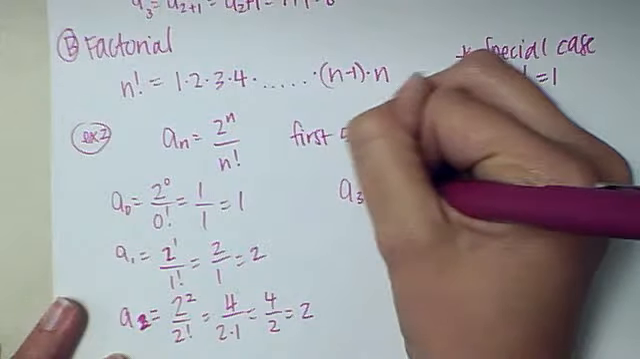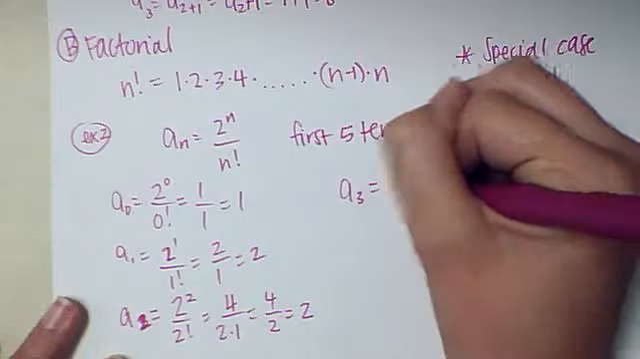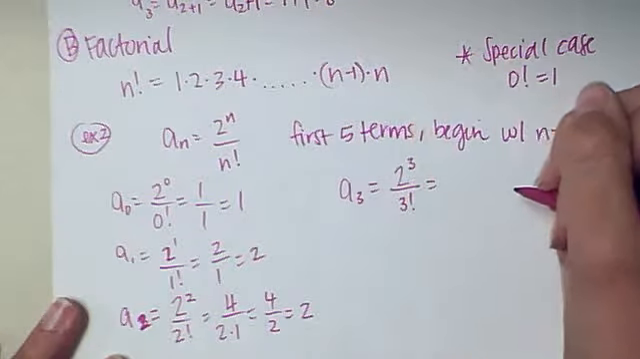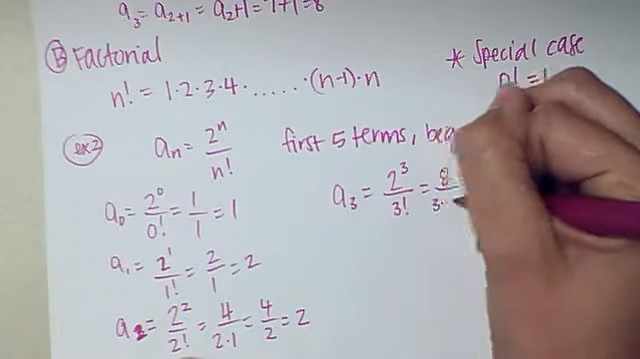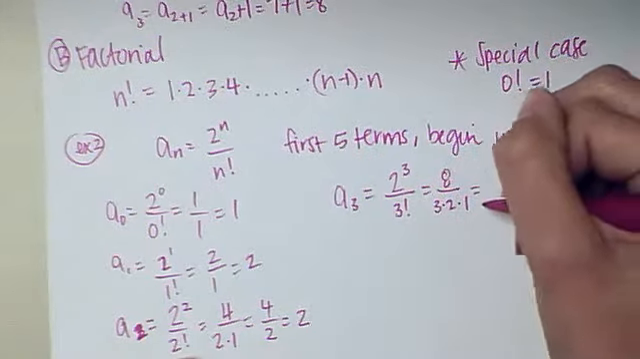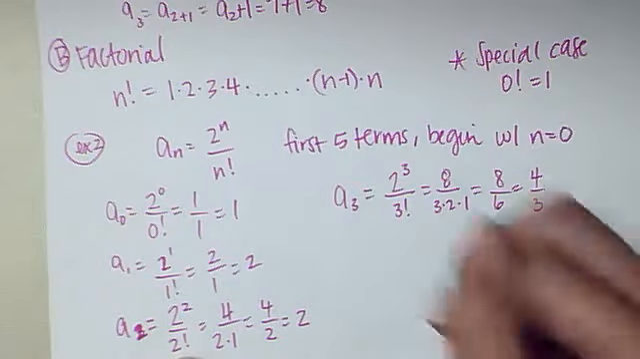Let's do a sub 3. I'll obviously want to reduce if I can. A sub 3, 2 to the third power over 3 factorial. 2 to the third is 2 times 2, which is 4, times 2, which is 8. 3 factorial is 3 times 2 times 1. 3 times 2 is 6, times 1 is 6. So I have 8 over 6, which reduces to 4 over 3.